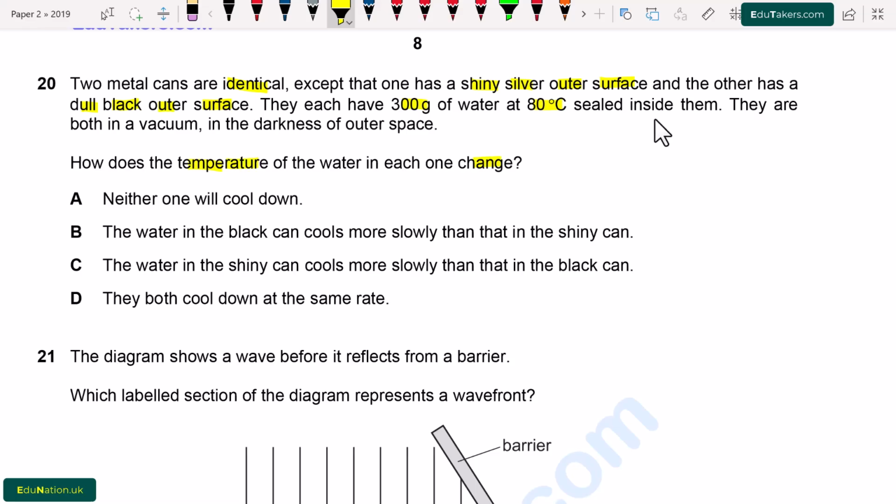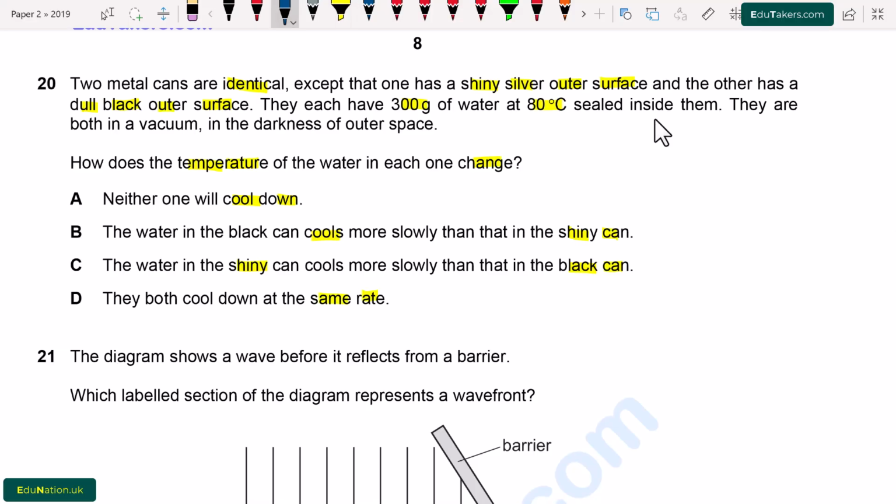Option A, neither one will cool down. B, water in the black can cools more slowly than the water in the shiny can. C, the water in the shiny can cools more slowly than that in the black can. D, they both cool down at the same rate.